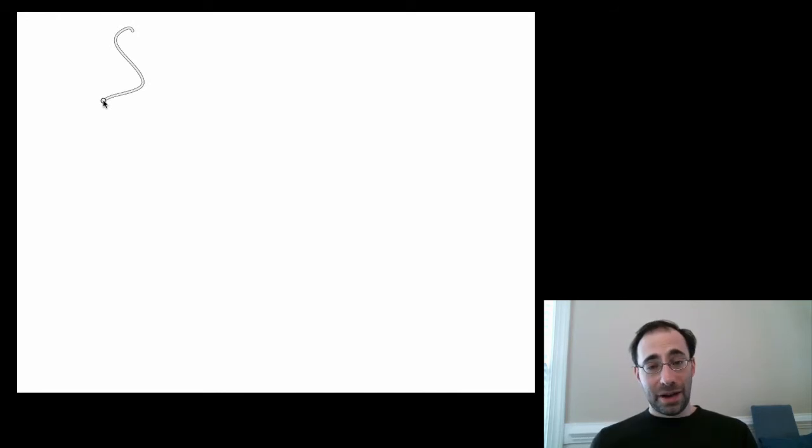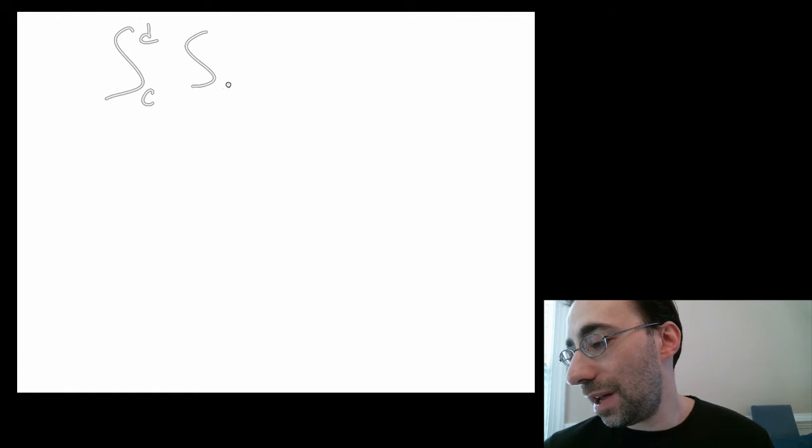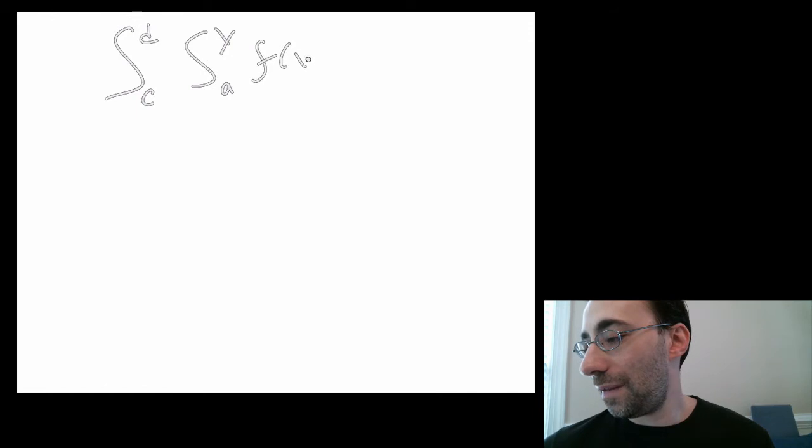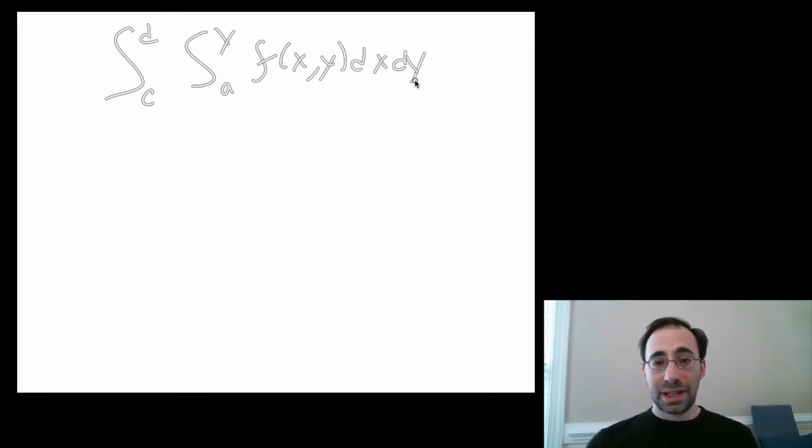If the bounds for one variable have the other variable in them, you must integrate the one with the variable in it first. That's probably way confusing, so let me be very clear here. If, for instance, you had a situation in which these bounds were c and d, and these bounds were a to x, so a to y, and you're integrating f of x dx dy, you must integrate x first.